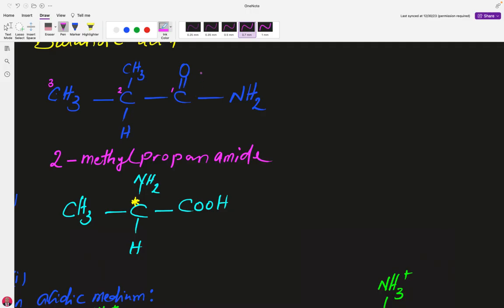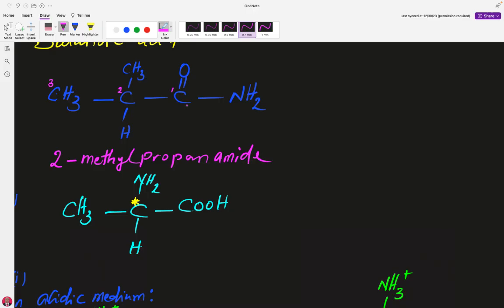So we group the carbonyl group and the amino group as an amide. What we are going to do here is this. The methyl group is located on the second carbon atom. We now say it is 2. Then our prefix is methyl, 2-methyl. Then our parent, how many carbon atoms are here?